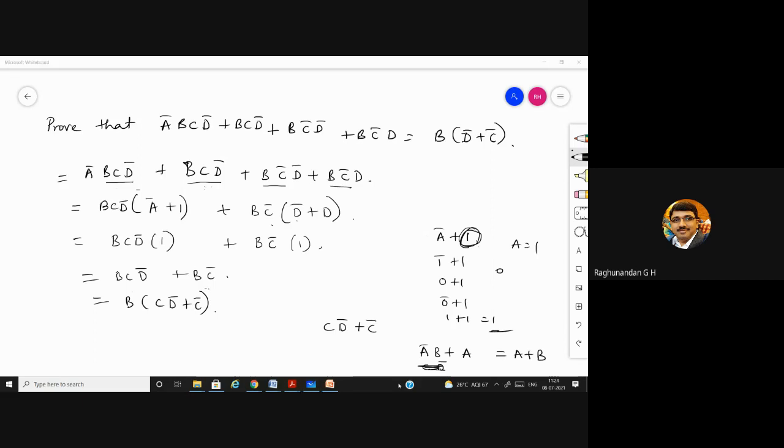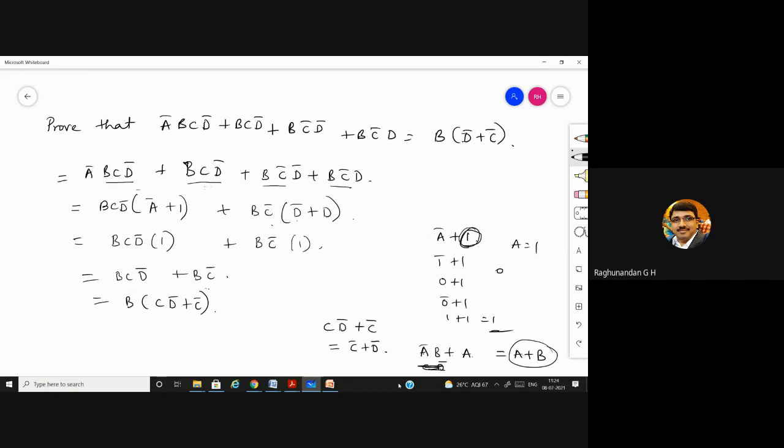Here, just look into this. A bar B plus A is A plus B. So if you have A bar here, then you get A. If you have B, you'll get B. In the same way, if I'm going to write this, what will you write? C bar plus D bar.